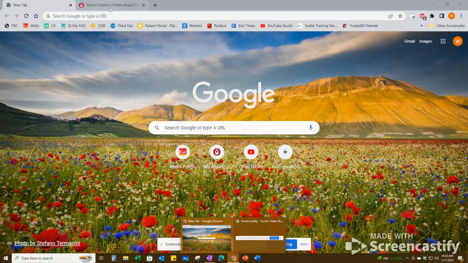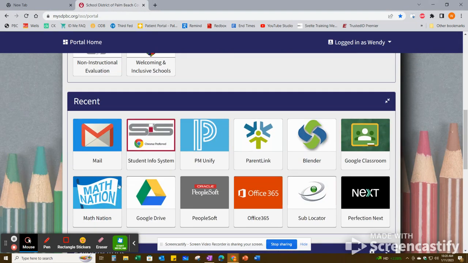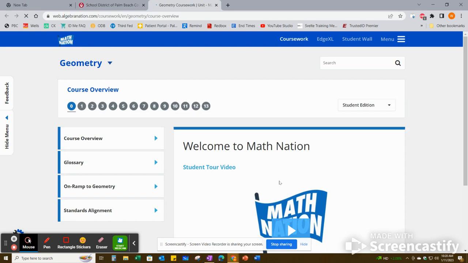Sorry. Okay, go to your district portal and make sure you go to Math Nation. Okay, it'll look like this. You want to go into section 7 because we're doing trigonometric in section 7.